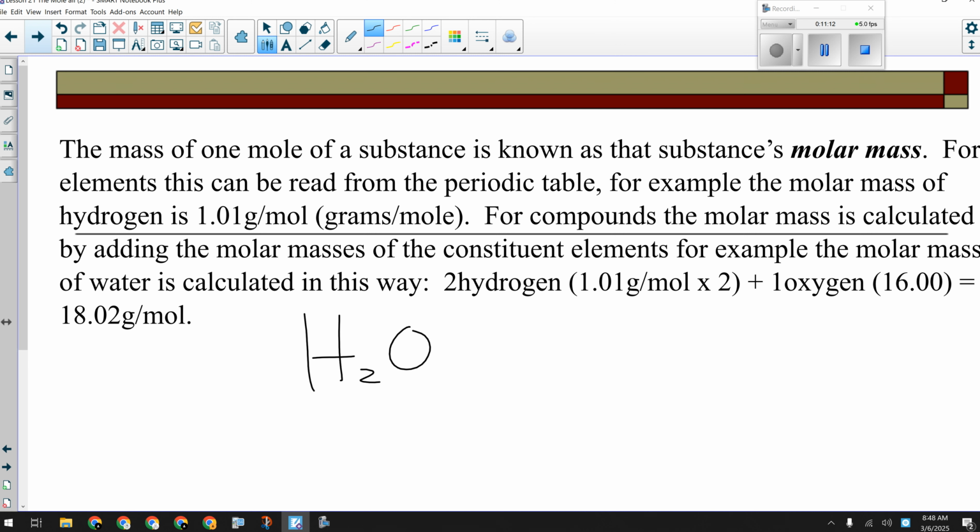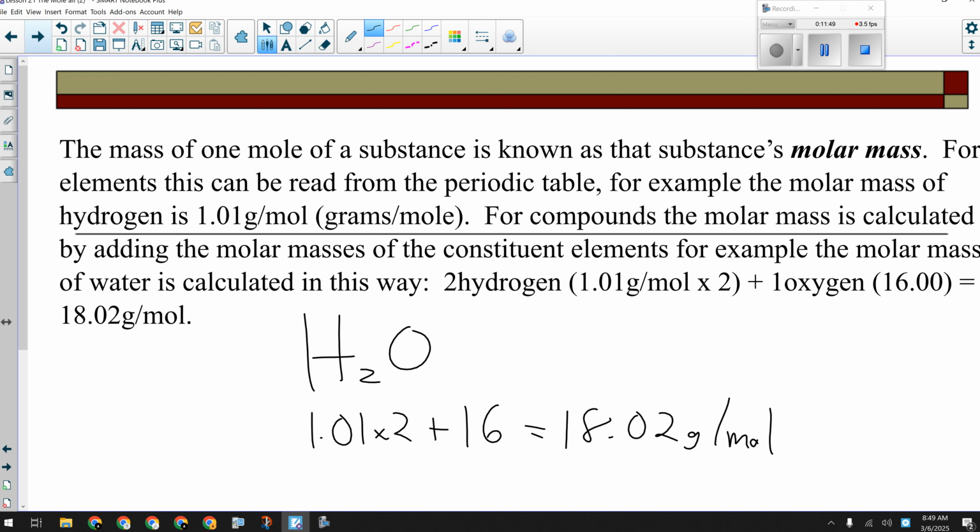How many hydrogens do I have? 2. So if I want to calculate the mass of 1 mole of water, I just use the individual parts of it. I can look those parts up on the periodic table. So I would say, all right, hydrogen is 1.01, and there are 2 of them. And then I would add that to the mass of oxygen. I only have 1 oxygen in this compound. Oxygen's atomic mass is 16. So that would be 18.02 grams per mole. It's the mass of 1 mole, so it's grams per mole.